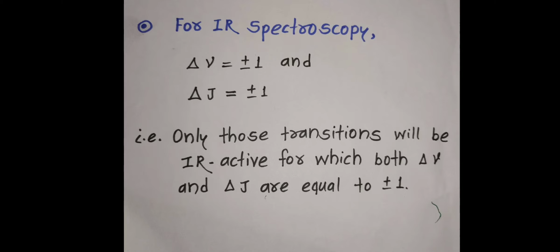For IR spectroscopy, delta V is equal to ±1, delta J is equal to ±1. That is, only those transitions will be IR active for which both delta V and delta J are equal to ±1.